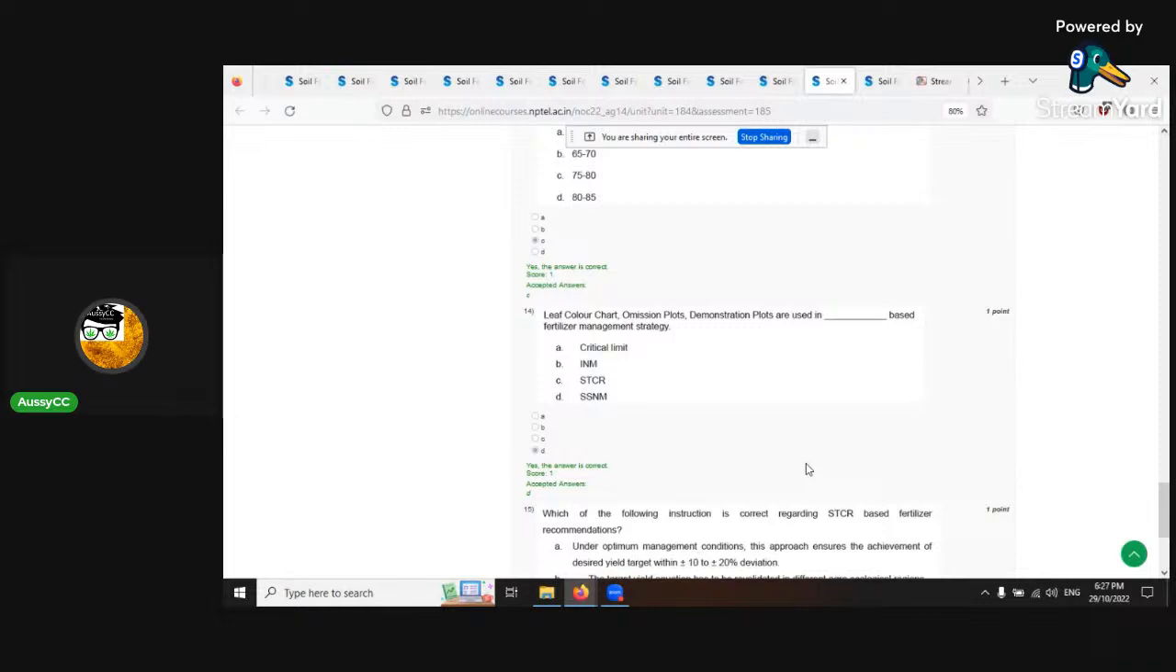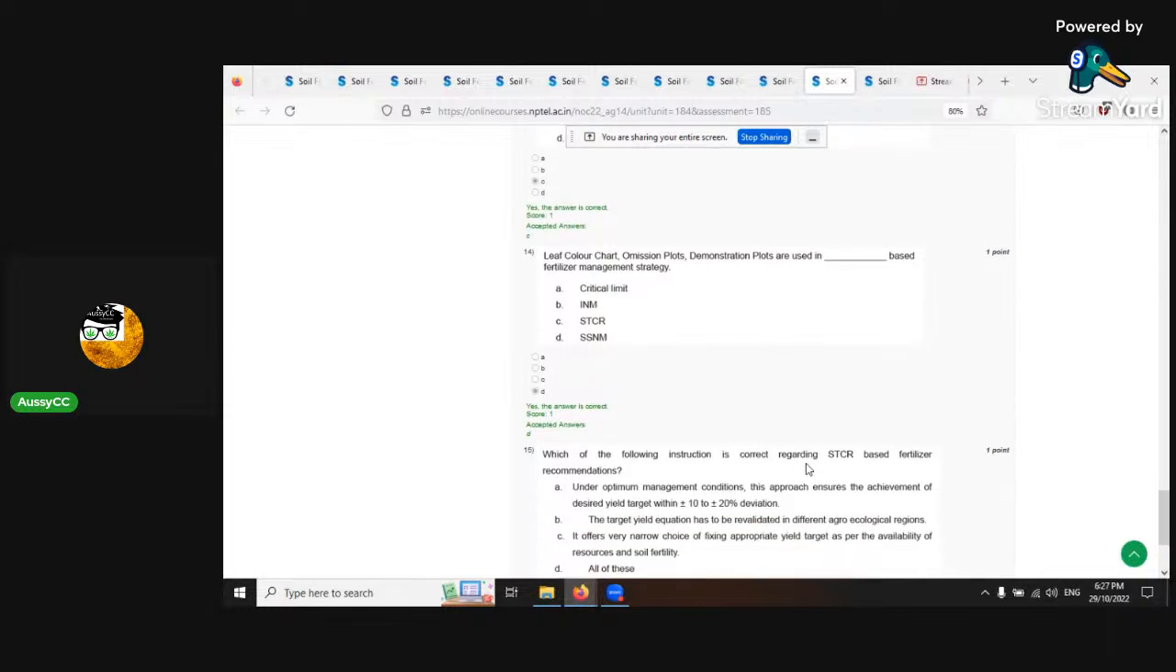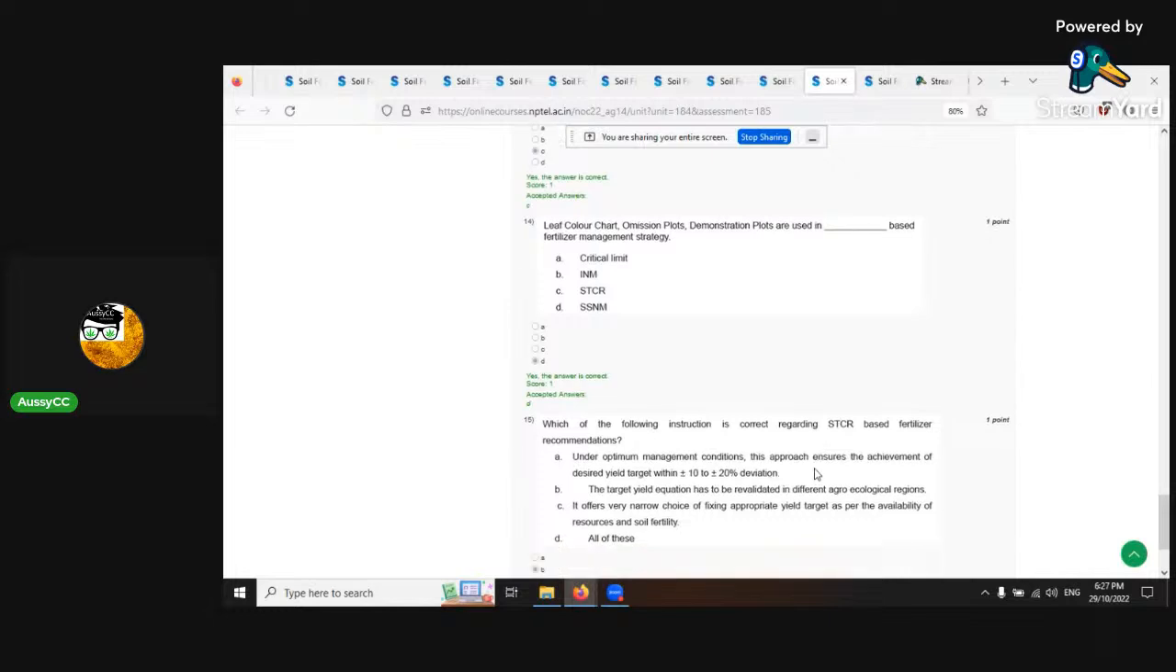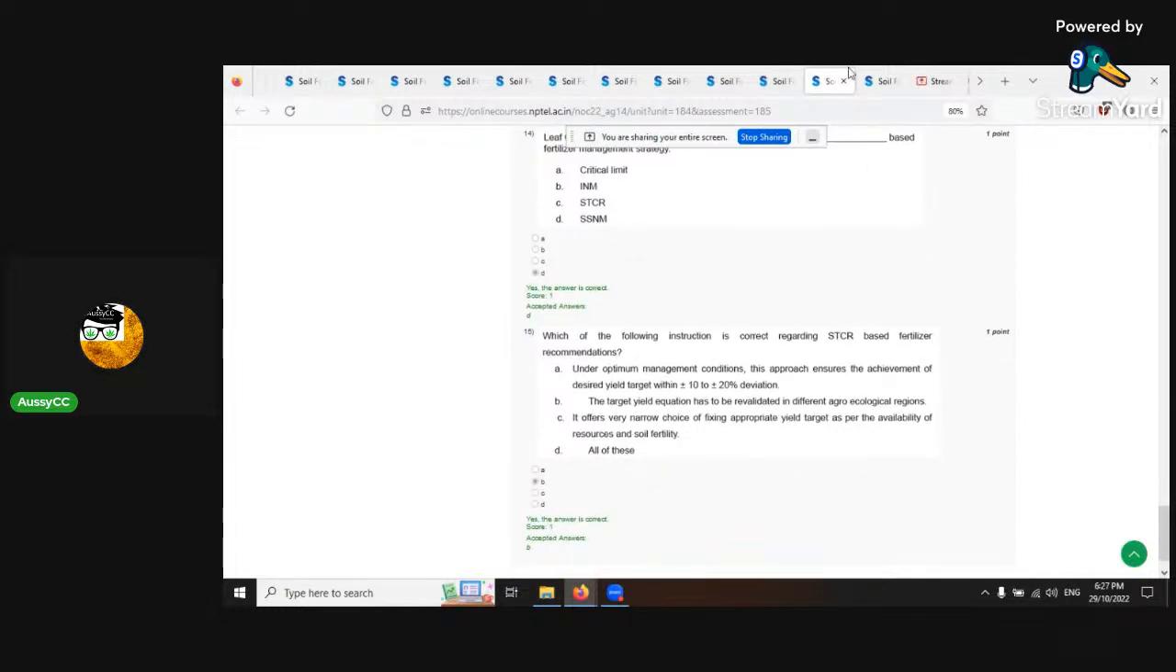Which of the following statements is correct regarding STCR based fertilizers? The target yield. It offers an error, all of these. I'll go with B. Sweet. Last one.